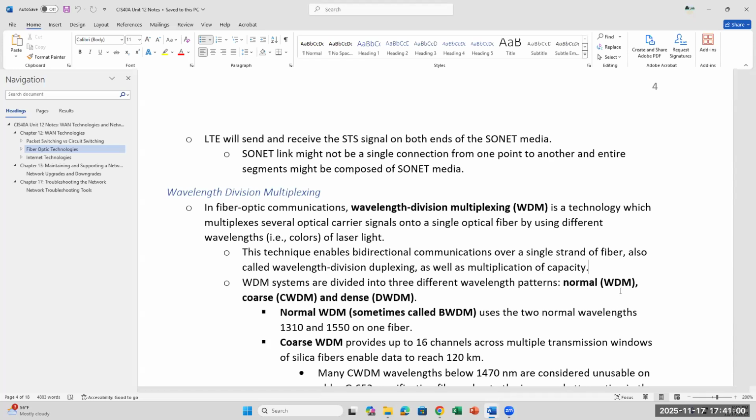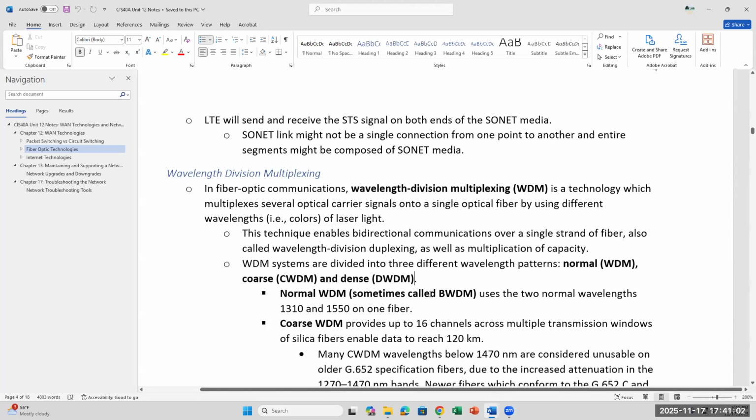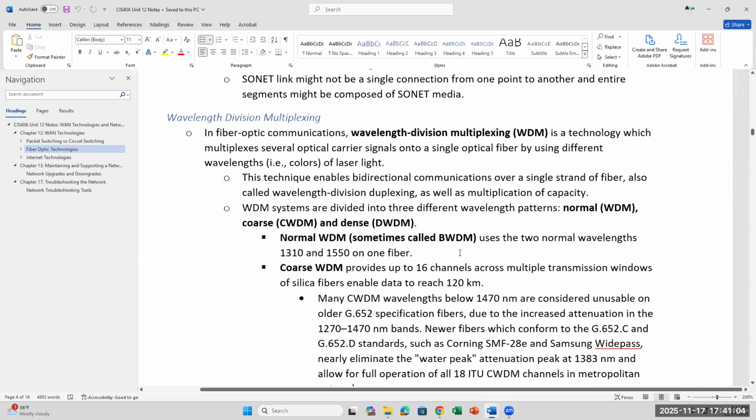And then you have the normal, the coarse, and the dense. So the normal WDM uses two normal wavelengths. So instead of one wavelength, it uses two in one fiber strand. Whereas the coarse uses 16 channels for the transmission that can go 120 kilometers.